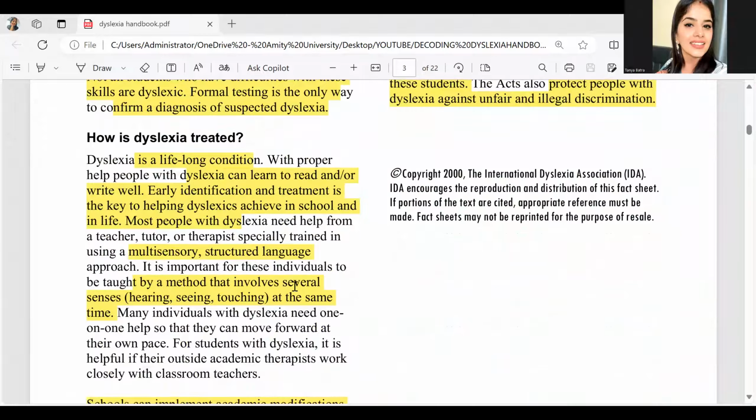How is dyslexia treated? Again, dyslexia is a lifelong condition. People with dyslexia can learn to read and write well. Early identification and intervention is very important, and it is the key to helping dyslexics achieve in school and life. Most people with dyslexia need help from a teacher, tutor, therapist, or special educator using multi-sensory, structured language instruction. It should be very structured, clear, and step-based.